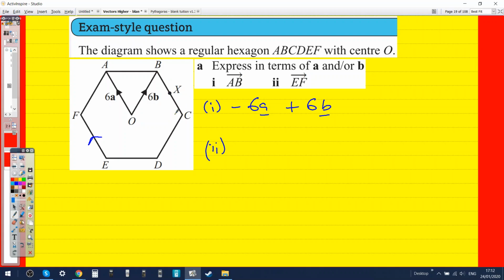We don't know what CB is. Any other line that's the same as EF? I can't see any. O to A. But it's not the same size, is it? Because it's a regular hexagon and the center is O. See what I mean? The center is O, so it will be the same. And so what is E to F? 6a. Yes.